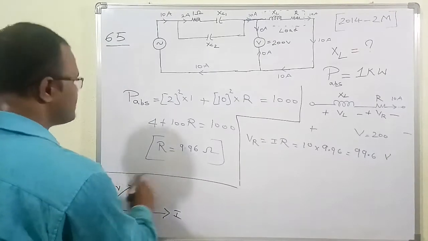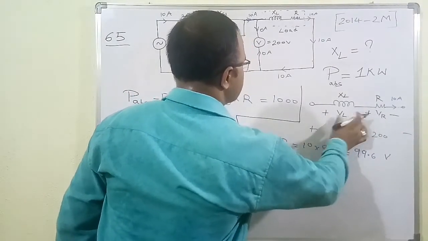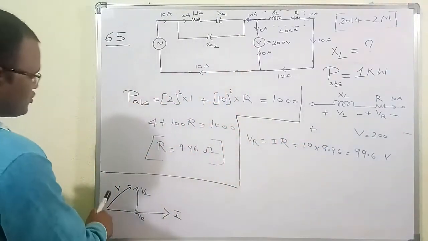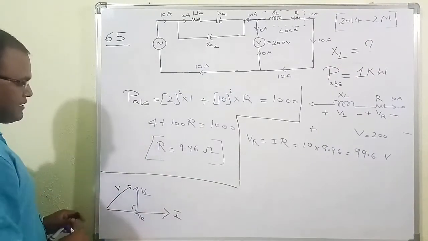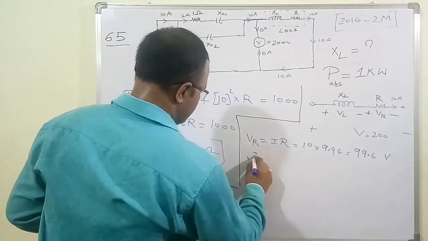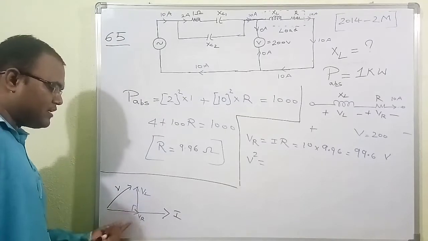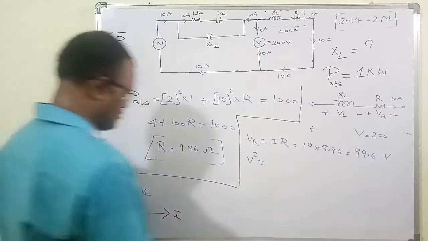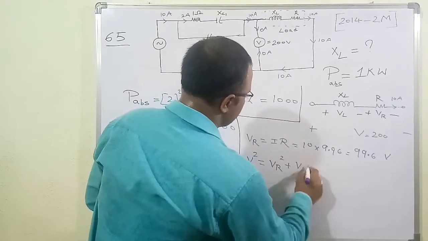This is V, the net voltage drop across the inductor and the resistor. These two are perpendicular, so by the Pythagoras theorem, the hypotenuse square is equal to the sum of the squares of the other two sides. So V square is equal to VR square plus VL square.